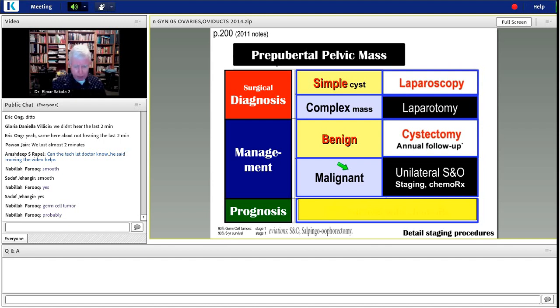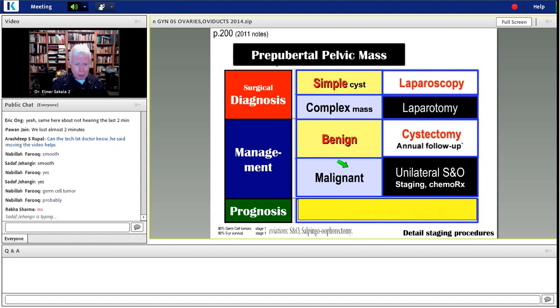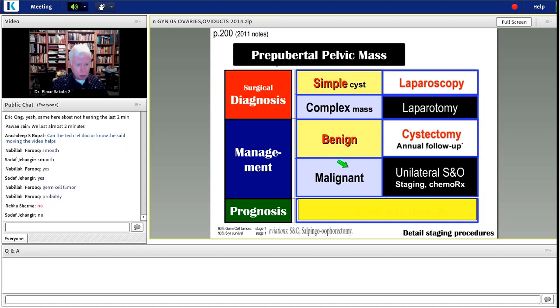Now, typically on a postmenopausal woman who has ovarian cancer, we're going to do a TAH, BSO, omentectomy, and tumor debulking. In a prepubertal, do we want to do radical surgery like that? What we find is that most of these prepubertal girls have germ cell tumors, and germ cell tumors are typically very responsive to chemotherapy. So we will take a calculated risk here.